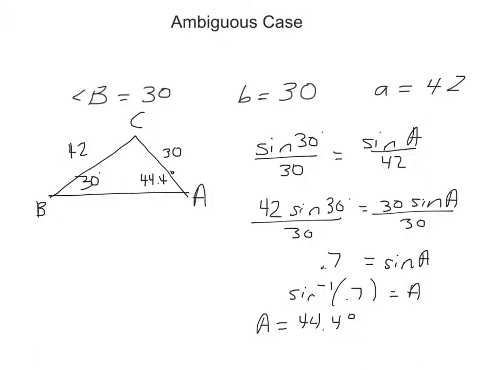We think back to our unit circle. Well, not really a unit circle, but our different quadrants. Here's the 44.4 degrees. And we want to know what angle over here that would be. So we're going to do 180 minus 44.4, and that comes out as 135.6.